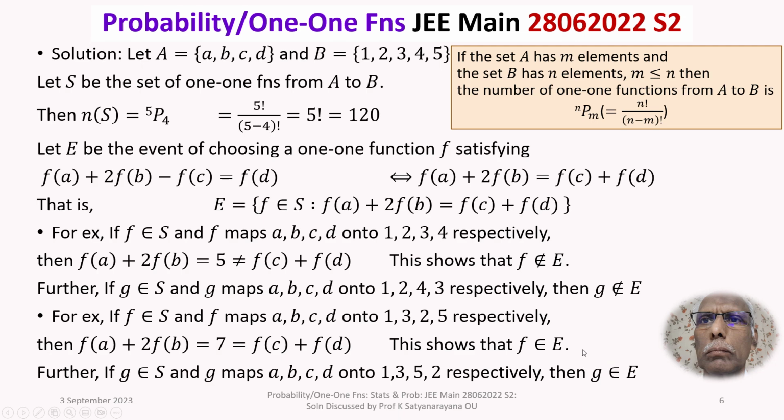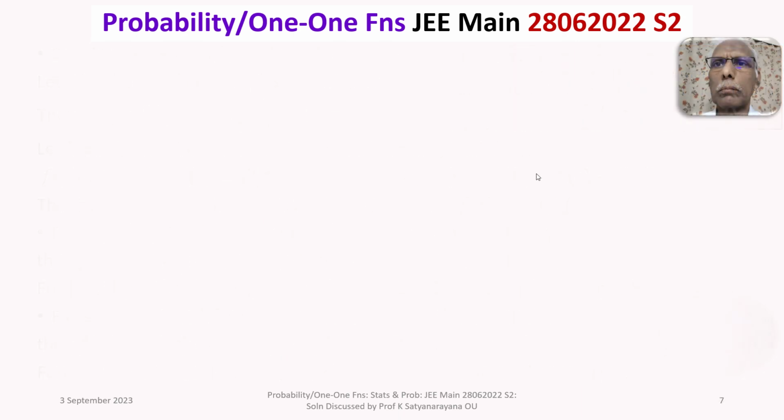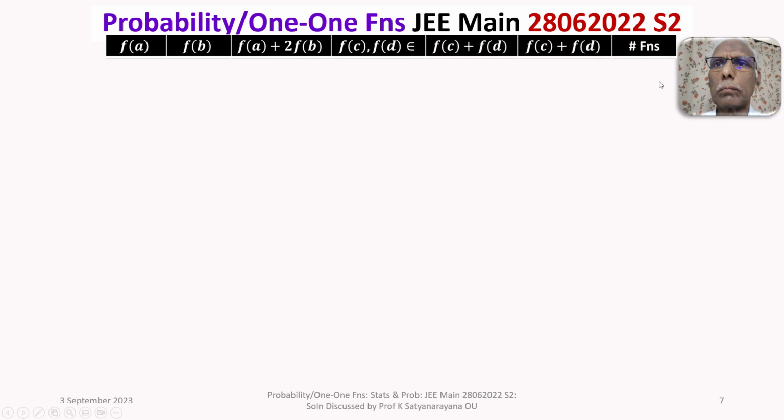Agreed. Now with these few remarks, let's get into the enumeration, that is counting. So here is the tabular form. Now F of A is 1, F of B is 2, F of A plus 2 times F of B is 5. Then what will be F of C and F of D? F of C and F of D can be 3, 4, 5, other than this 1, 2.